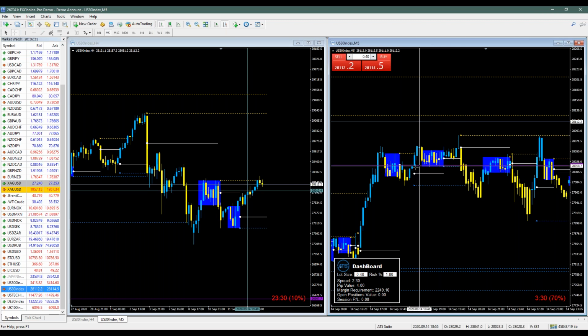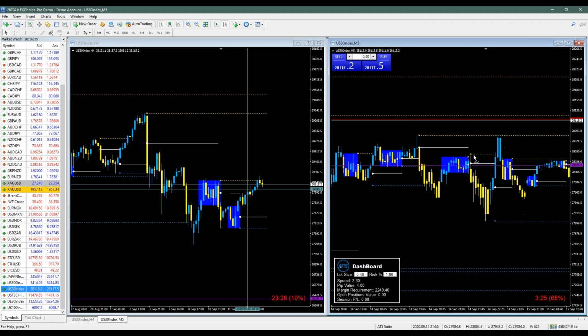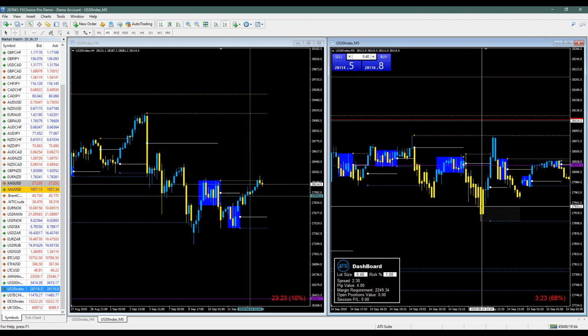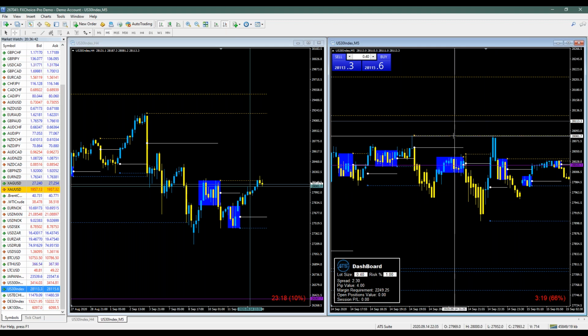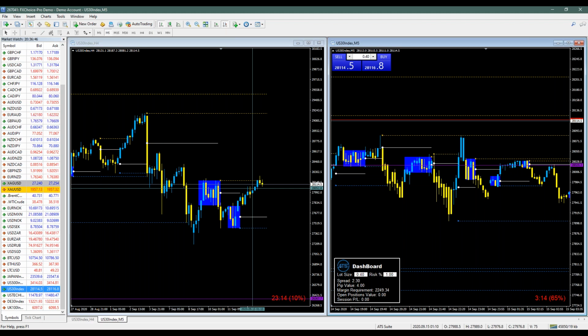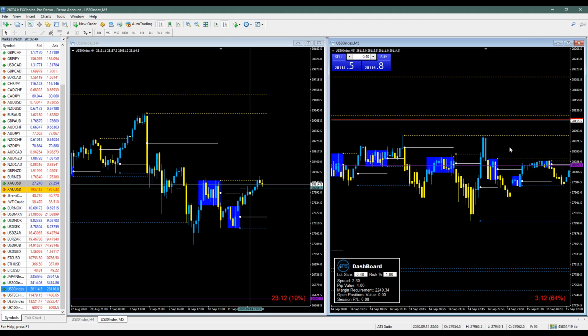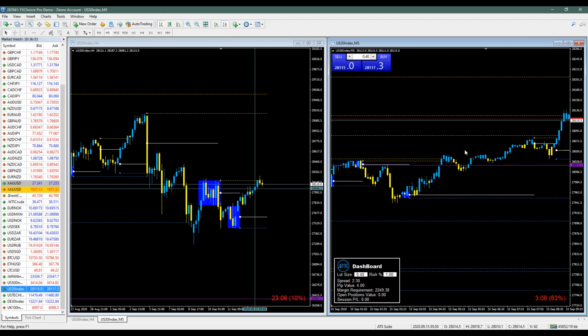Okay, we have a for sure 1, 2, 3 leg expansion right here. We ended up pushing this low a little bit further and then came back up, did not take out the high, but we know that the high is our next target because after an expand low is an expand high until price settles, that is.